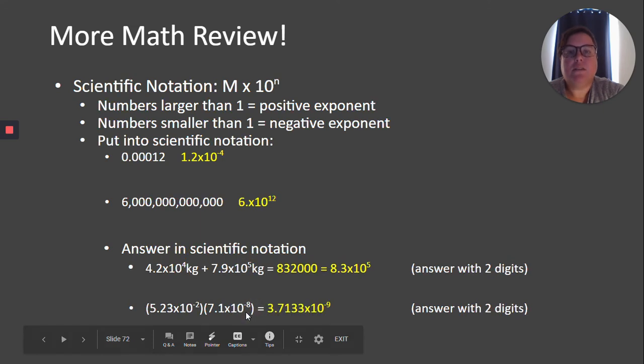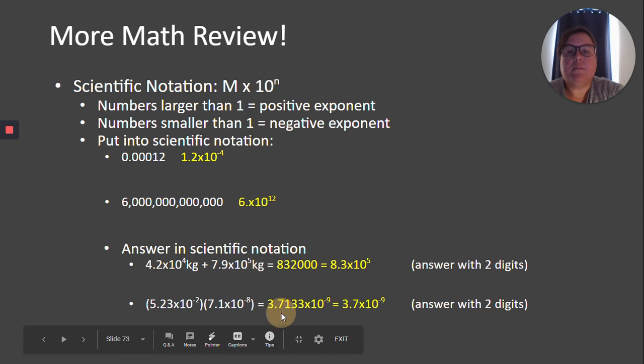Our calculator should give you an answer like this. Notice that it already has the scientific notation there. Some of your calculators might have just the letter E. That means times 10 raised to. So we don't want to write the letter E. We want to write times 10 and then put our exponent there. Now we want 2 digits. So again, we're going to keep the 3 and the 7. The 1 does not round the 7 up. So that's just 3.7 times 10 to the -9.